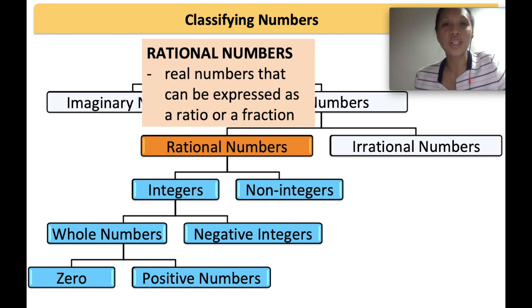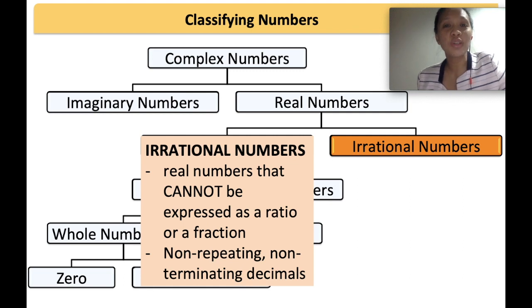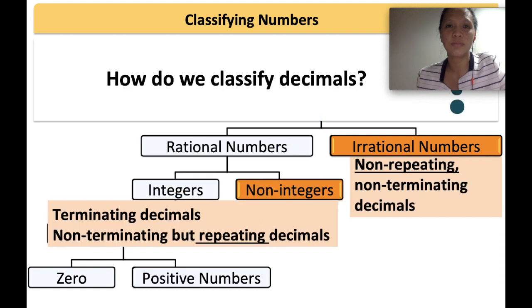So if we have rational numbers, meron tayong irrational numbers. So irrational numbers are real numbers that cannot be expressed as a ratio or a fraction. So dito kasama ang ating non-repeating, non-terminating decimals. So, since meron tayong decimals sa ating non-integers at meron din tayong decimals sa ating irrational numbers, how do we classify these? So, here we have our irrational numbers and non-integers.